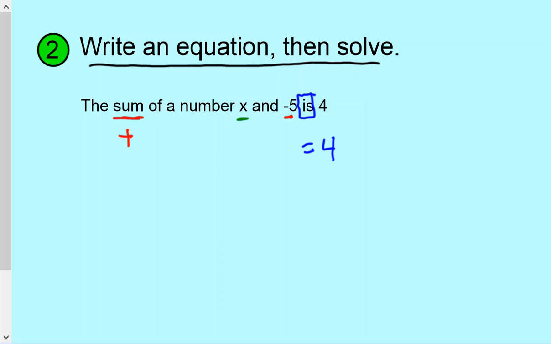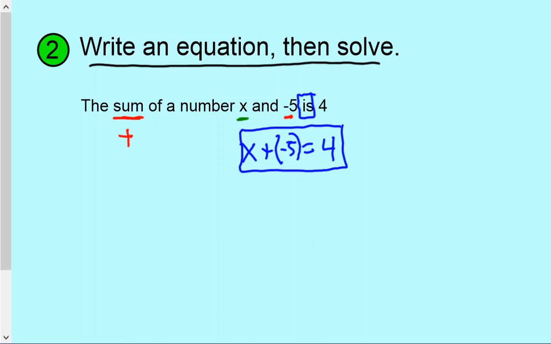So when we write our equation, we know that it's going to say equal to 4, and then we are adding the sum of x plus negative 5. So the sum of a number x and negative 5 is 4 gives us x plus negative 5 equals 4. This is going to be our equation.